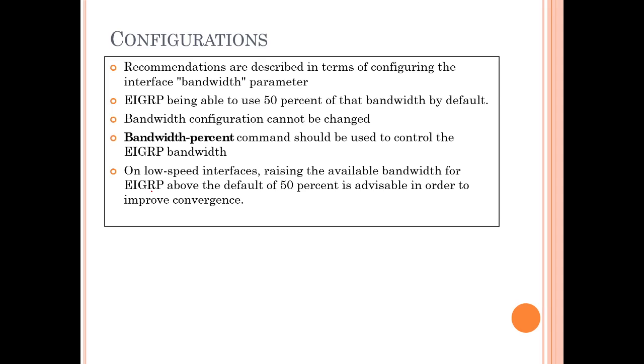Now having said that, let me describe the part there that EIGRP is able to use 50% of the bandwidth by default. So this is the default behavior of EIGRP. We cannot do anything, it's by default. So the bandwidth configuration cannot be changed. Okay, the bandwidth percentage command would help us. This is the basic part to control the EIGRP bandwidth, otherwise it will choke the bandwidth.